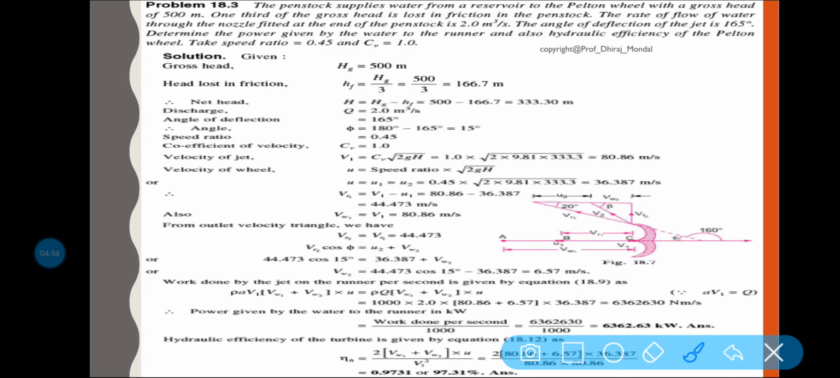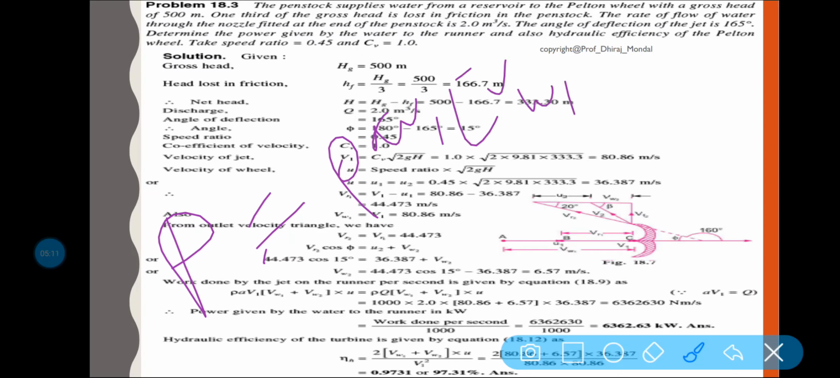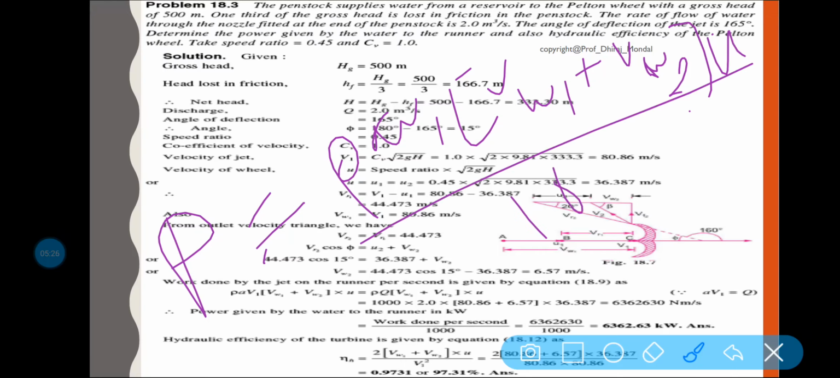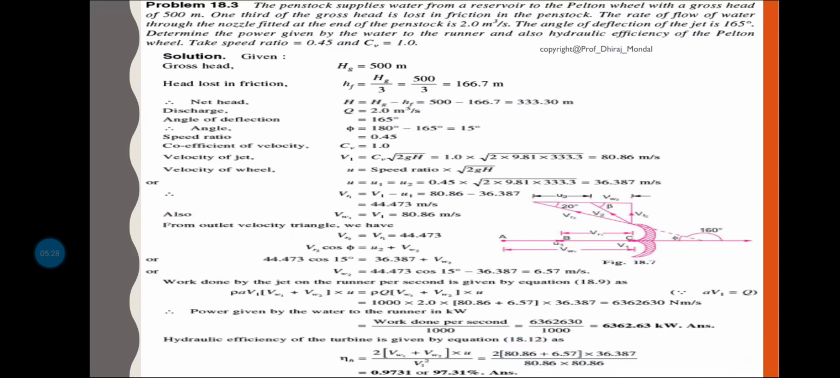Power. So first of all let us see the derivation of power. The power basically is work done per second divided by 1000, in kilowatt. And work done per second is mass flow rate, that is rho Q, into (Vw1 plus or minus Vw2) into u. As beta is an acute angle, it will be plus, so Vw2 into u, and the work done divided by 1000 gives the power in kilowatt.